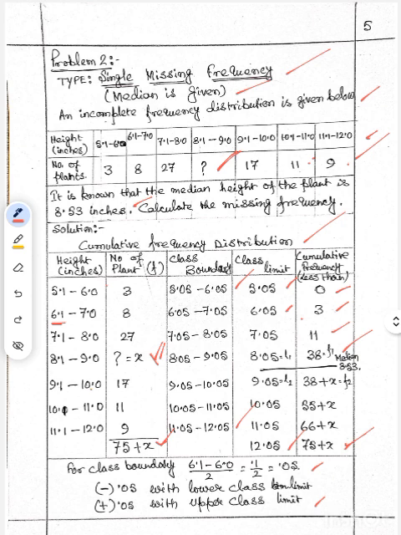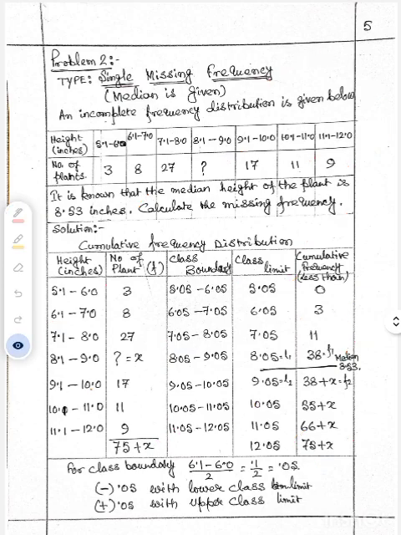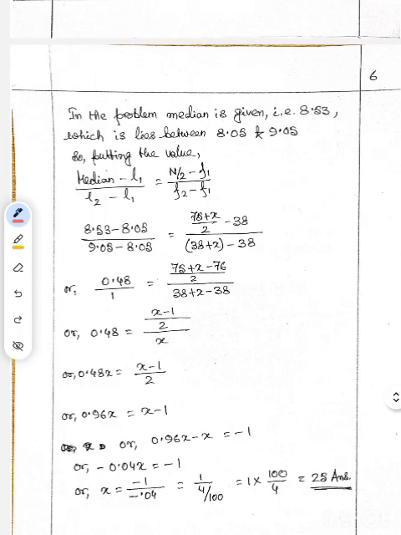Okay, so in the class, 8.53 is between 8.05 and 9.05. So therefore we find the L1, L2, F1 and F2. Next we put it in our formula and try to find the missing frequency. In the problem, median is given, that is 8.53, which lies between 8.05 and 9.05. So putting the value: median minus L1 divided by L2 minus L1 equal to n by 2 minus F1 divided by F2 minus F1.